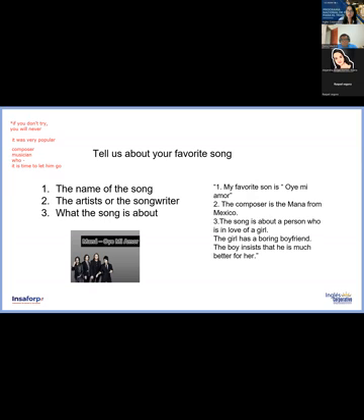So let's listen to another person. Let's see, Wendy Alvarado, please. Tell us about your favorite song, girl. Hello. My favorite song is Paradise. The composer is Coldplay, from Reino Unido. United Kingdom, exactamente.